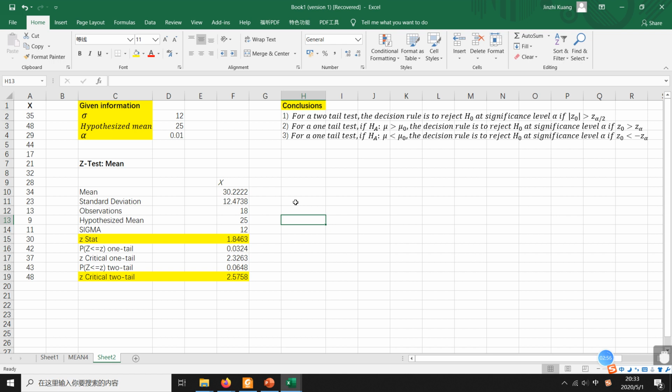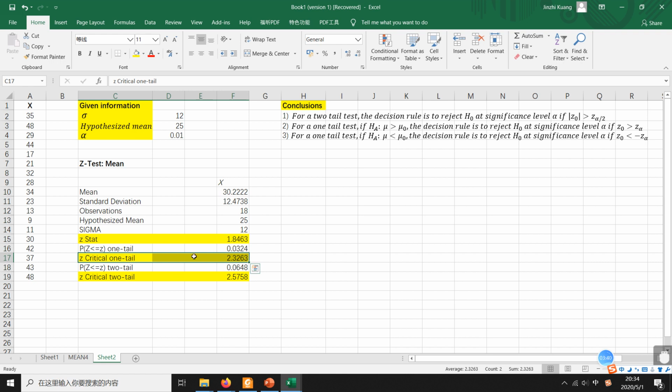And secondly, for a one-tailed test, if the alternative hypothesis is that the population mean is higher than the hypothesized mean, the decision rule is to reject H0 at significance level alpha if the z-statistic is higher than the z-critical value for one-tailed. In this case, the z-critical value for one-tailed is 2.3263. So we can clearly find that the z-statistic is still smaller than the z-critical value for one-tailed. So H0 is also not rejected under this circumstance.